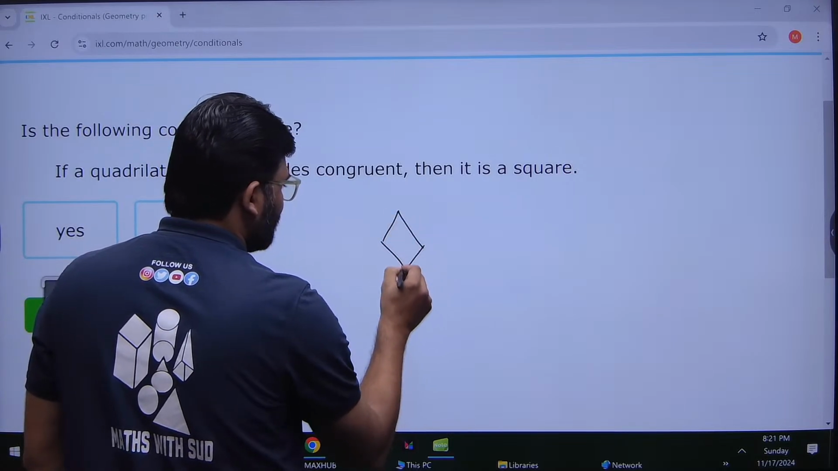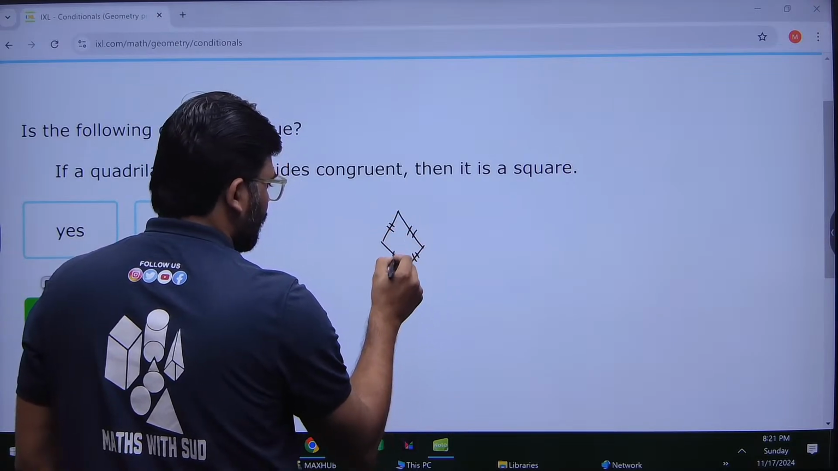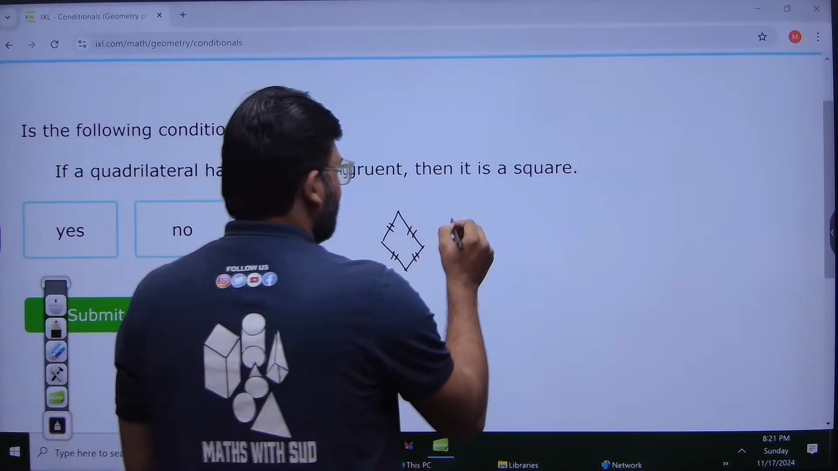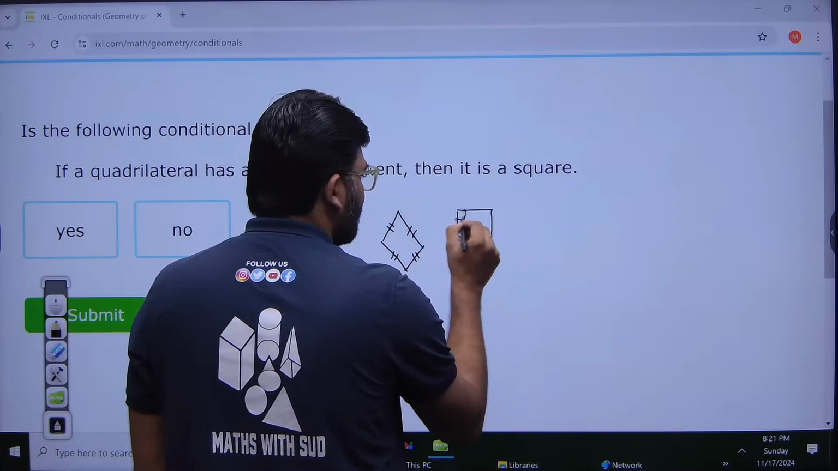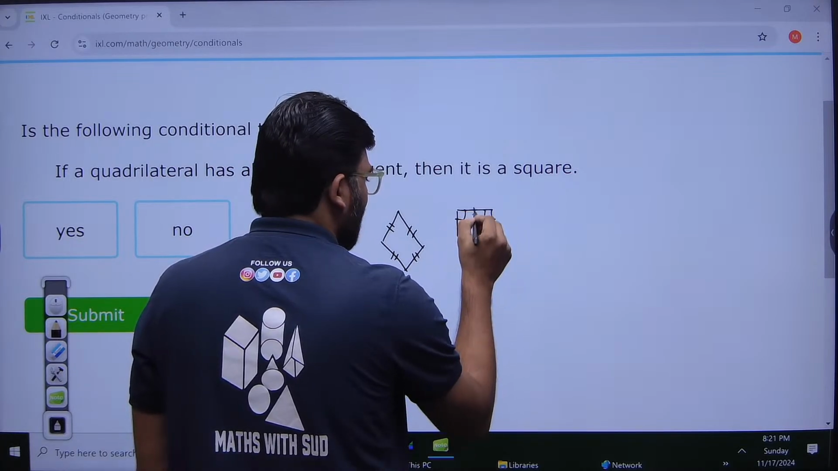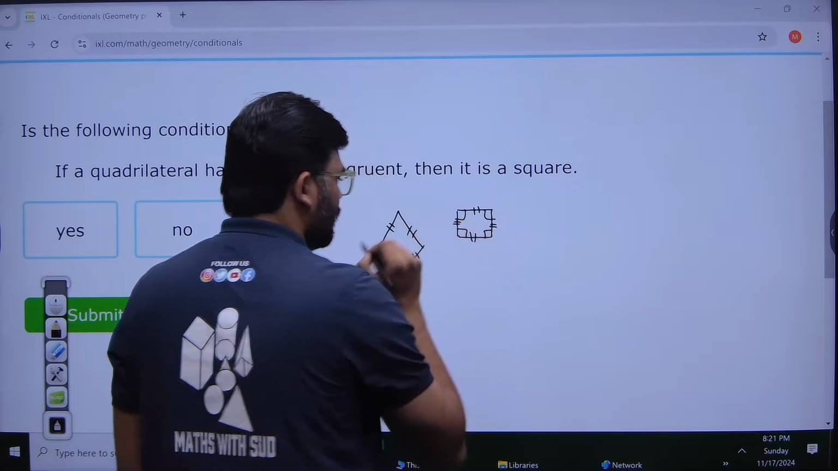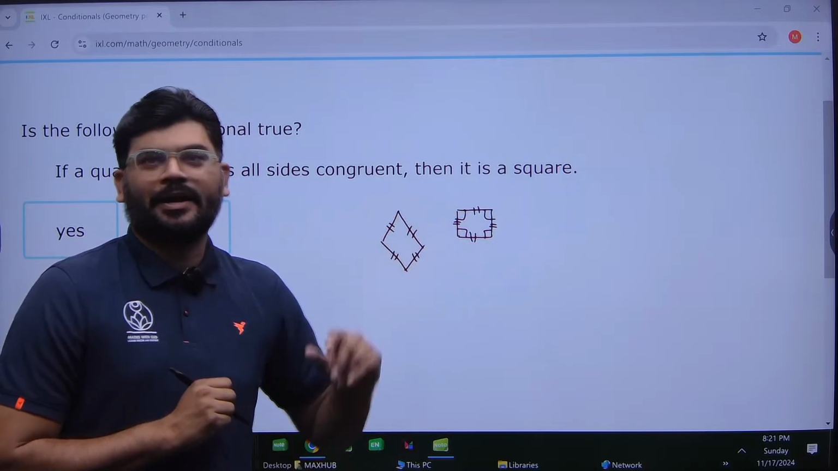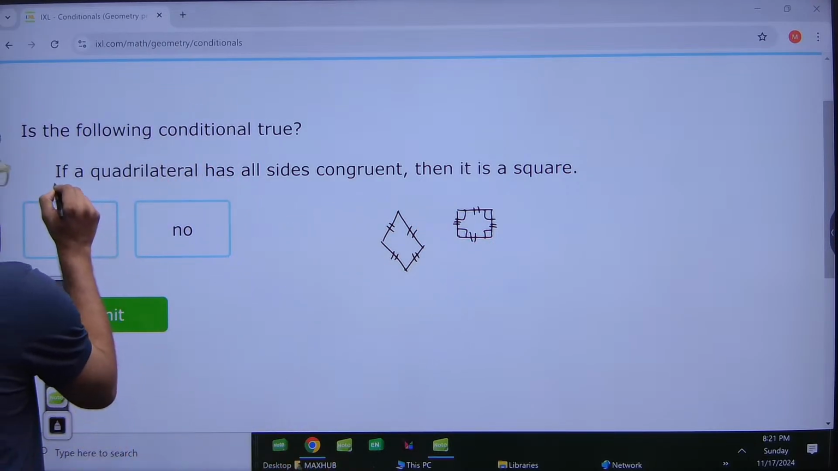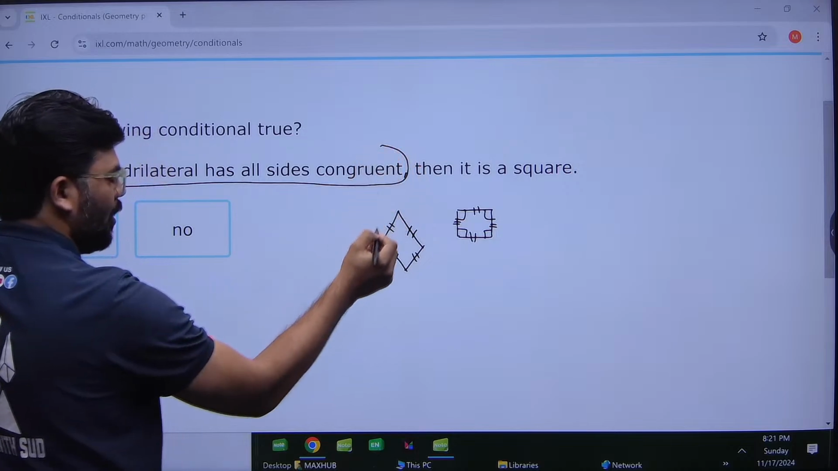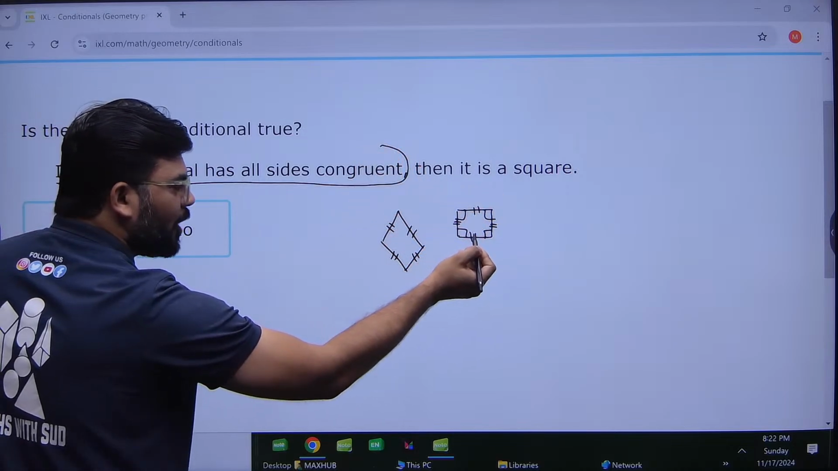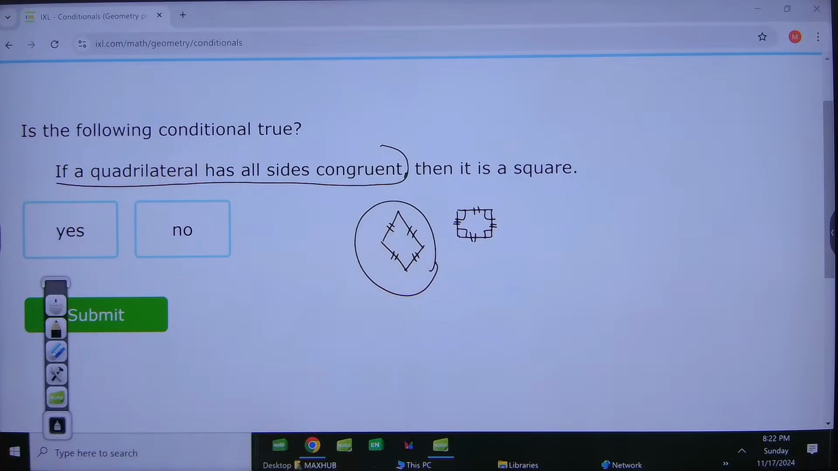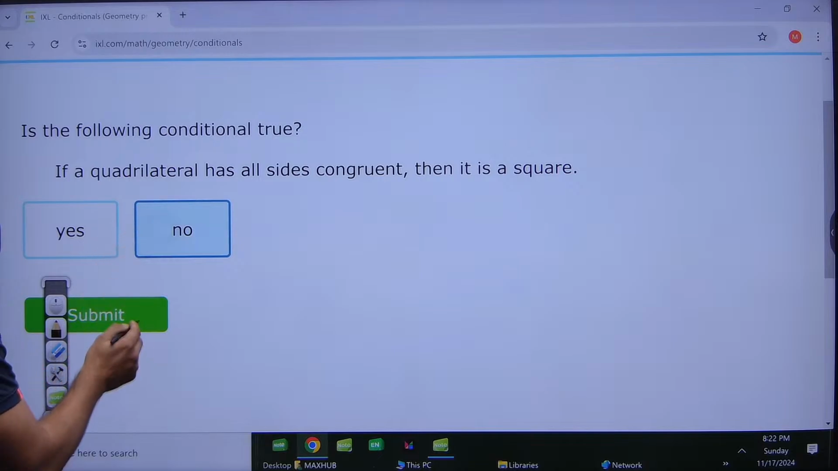Okay. So a rhombus has all the four sides equal. And there is a square. In the square, all the sides are equal, but all the angles are also 90 degrees. The only difference is the angle. So they are saying that if a quadrilateral has all the sides congruent, then it is a square. No, not required. It can be a rhombus as well. Okay. The answer is no.